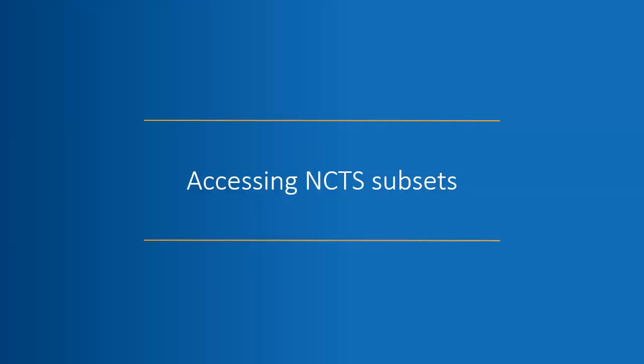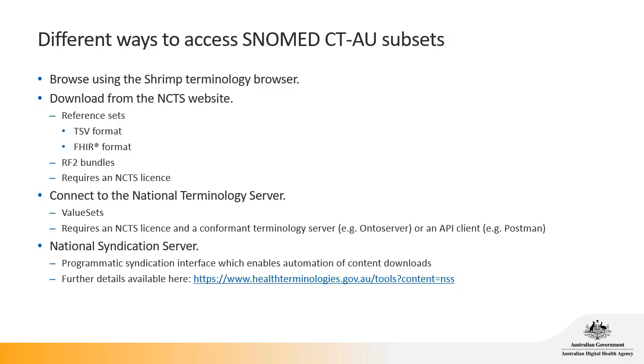We'll take a look now at how to access subsets on the NCTS. Reference sets and value sets, along with the general terminology content, are developed and published monthly. There are a couple of different ways that subsets can be accessed. Reference sets can be viewed on the Shrimp terminology browser and can also be downloaded from the NCTS website in TSV or FHIR format. The TSV format is a quick way to download and view a set of codes contained in a reference set. The RF2 bundles that contain SNOMED and AMT are also found here. However, all content accessed on the NCTS website requires a license to do so.